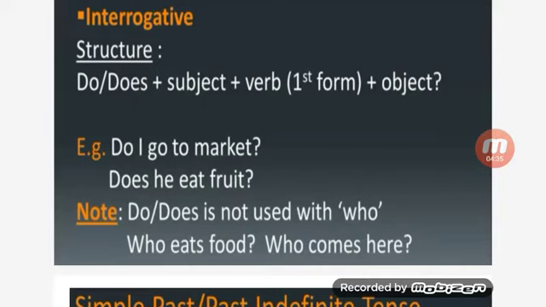Whenever your sentence starts with who, never use do or does in present tense. Directly use s or es in verb. For example, who eats food? Who comes here? Here we have not used do or does. We have used directly s or es in verb.